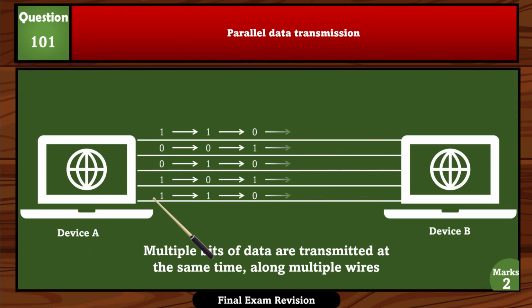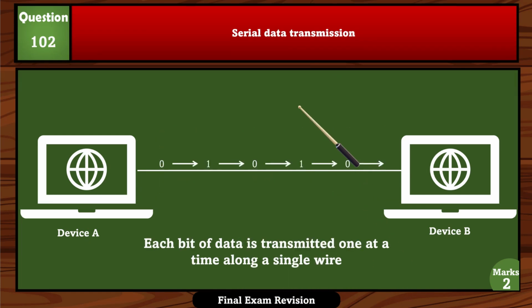So here is a diagram: device A, device B, and you have multiple wires connecting those two devices. So multiple bits of data are transmitted at the same time along multiple wires. Question 102, serial data transmission. Each bit of data is transmitted one at a time along a single wire. So it has a single wire and the data is transmitted one bit at a time.